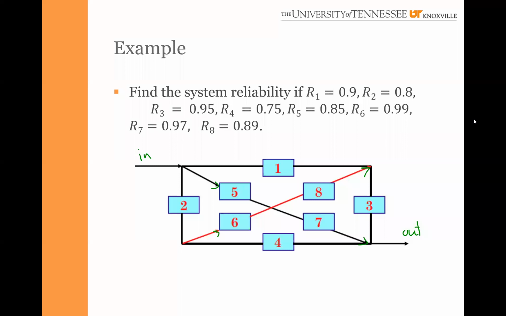Oh, that's pretty cool. The repeat, you have to think about it, right? Because it can either go through 6, 8, and 3, or it can go through 1 and 3, right? So that's the recipe for 3 in series. It's a parallel of the other 2.